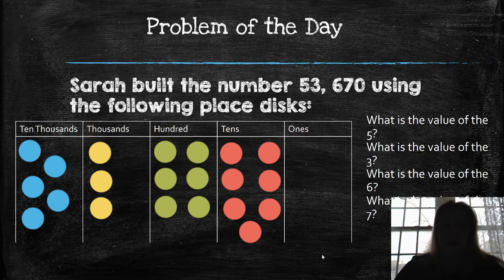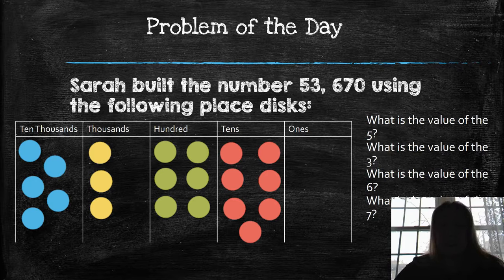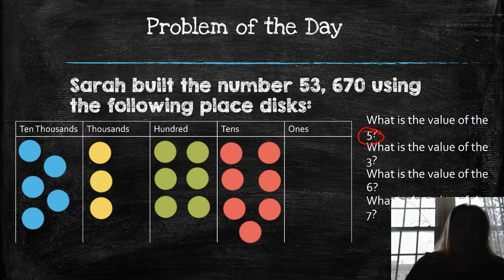Now, when we're looking here at the screen, we can see 1, 2, 3, 4, 5 10,000 discs. We see the 3,000 discs, the 600 discs, and 7 tens discs. Now, it's not asking you what the place value of each of the numbers is, but the value. So what is the value of the 5? It would be 1, 2, 3, 4. The value is 50,000.